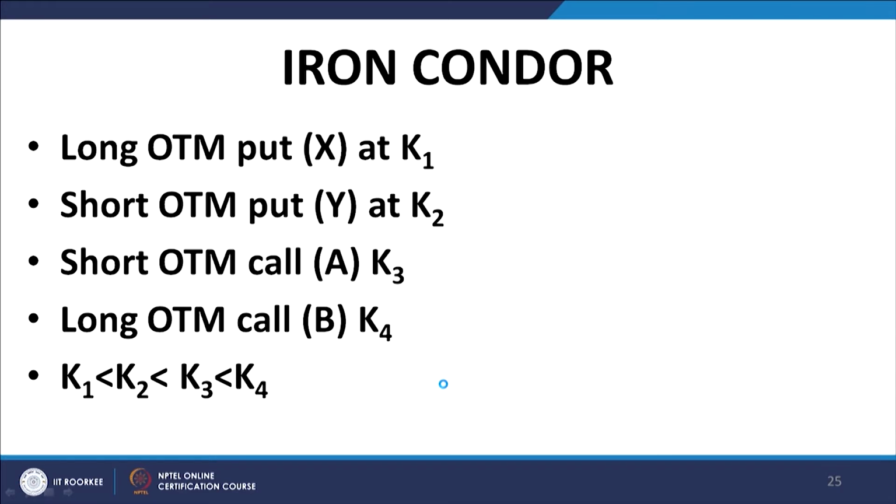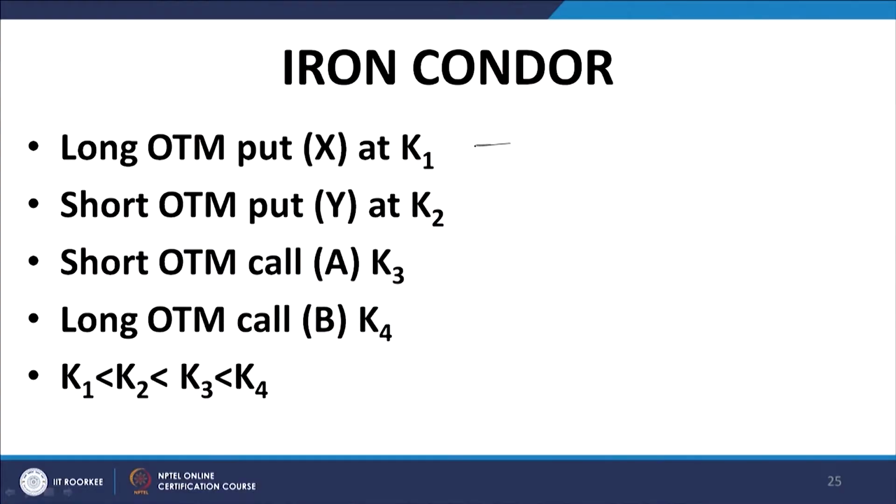An iron condor also consists of 4 options: a long OTM put X at price K1 (OTM means out of the money), a short OTM put Y at K2, a short OTM call A at K3, and a long OTM call B at K4. Let us first look at the initial investment. We have a long OTM put X at K1 and a short OTM put Y at K2, and K1 is less than K2.